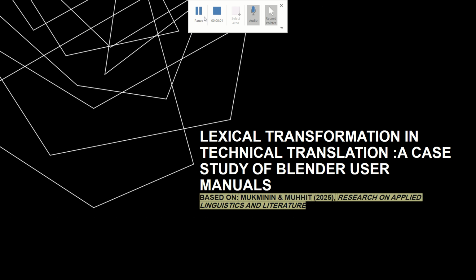Hello everyone, today I will present a study titled Lexical Transformation in Technical Translation, a case study of Blender user manuals. This research is based on a study conducted by Mukminin and Muhit in 2025, published in the Research on Applied Linguistics and Literature Journal.